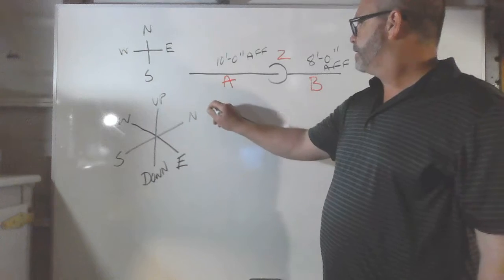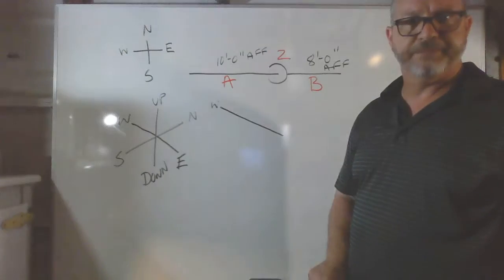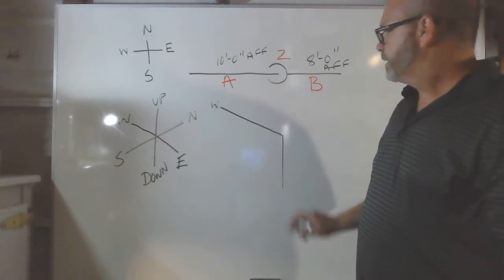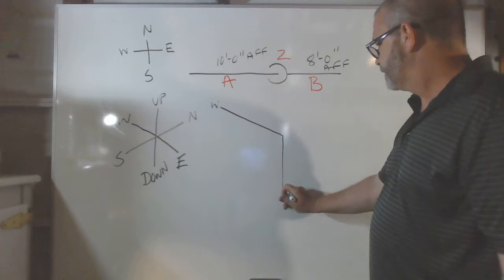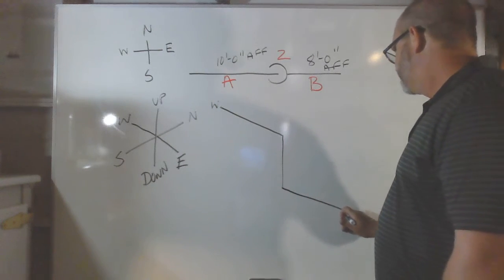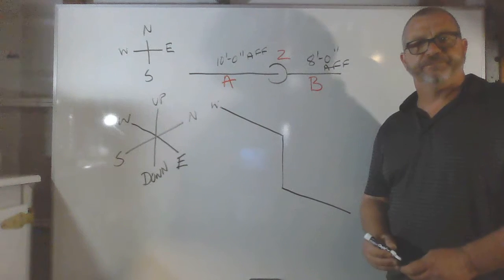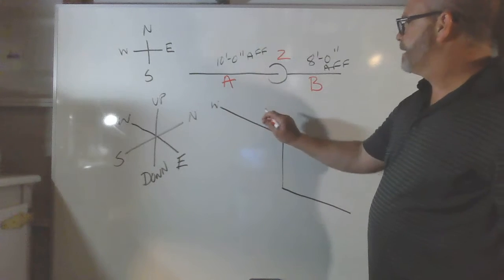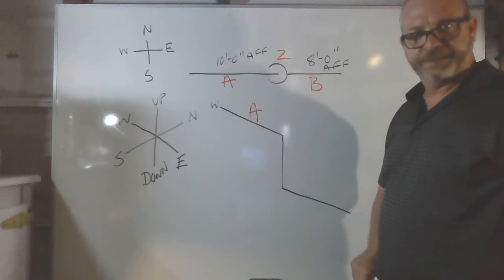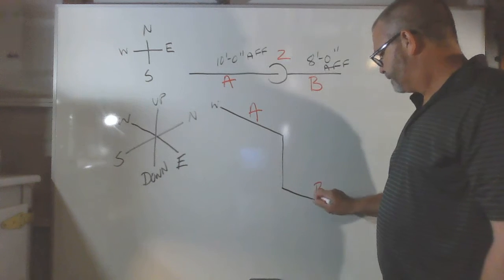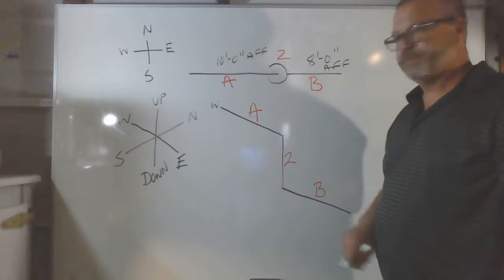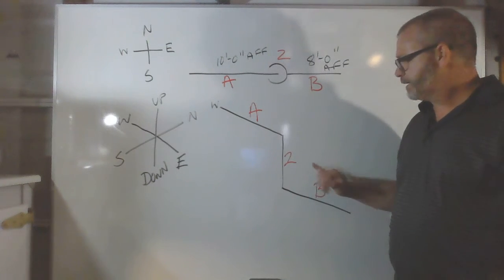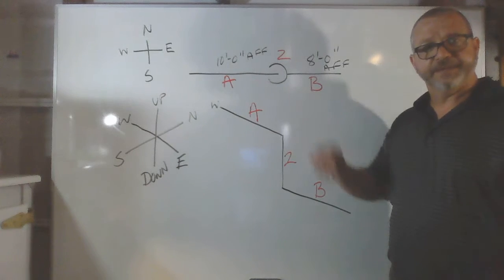Okay, so we started west, right? Now we're going to drop, okay? And then we're going to head east again. So, should look like that. So now you have piece A, piece B, and piece 2. That's an isometric. That's the difference between iso and schematic.